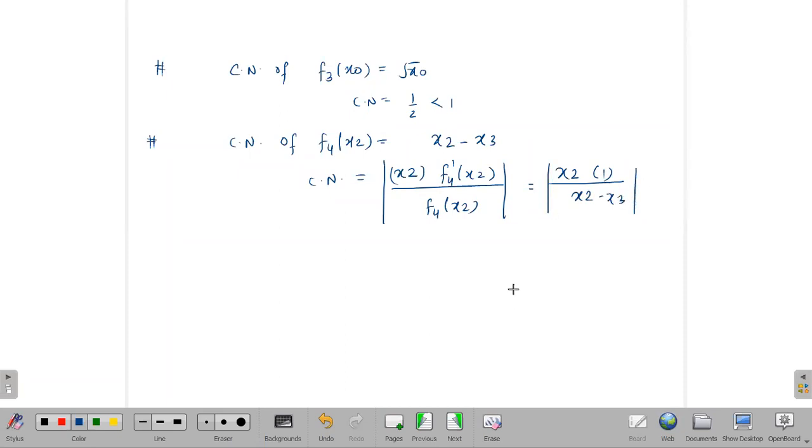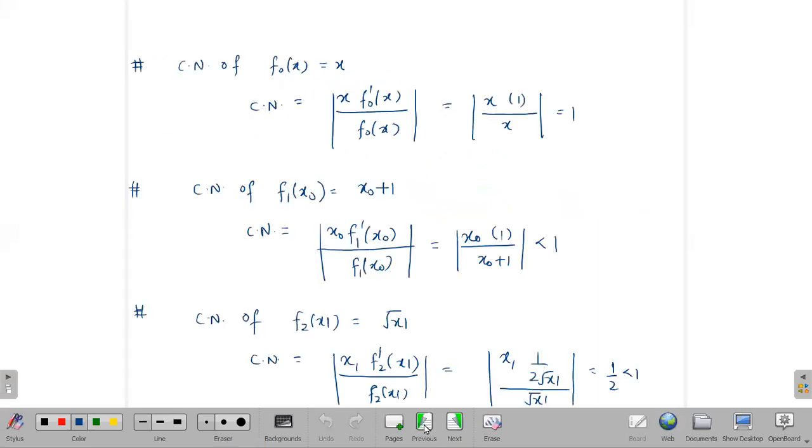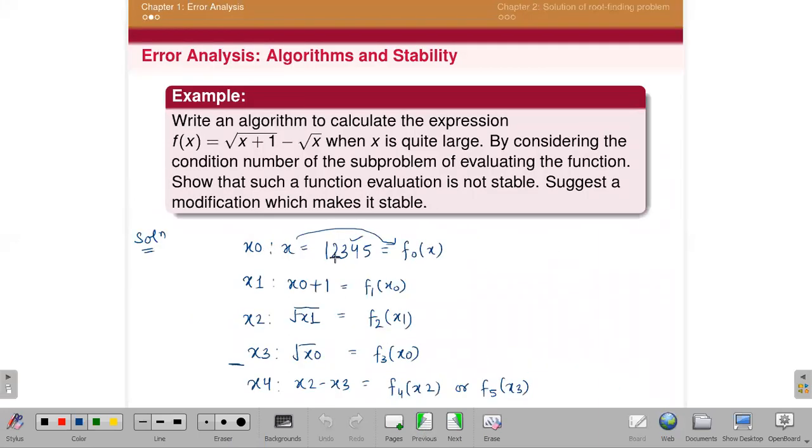So now here you have to find the condition number. What is the condition number in this case? x2 by x2 minus x3. So suppose I am finding x2 and x3, because x naught is 1, 2, 3, 4, 5. Then what will be your x naught plus 1? It will be 1, 2, 3, 4, 6, if you add 1 to this. So now taking the square root of this 1, 2, 3, 4, 6, that will give you x2.